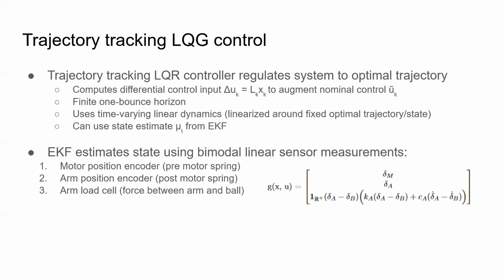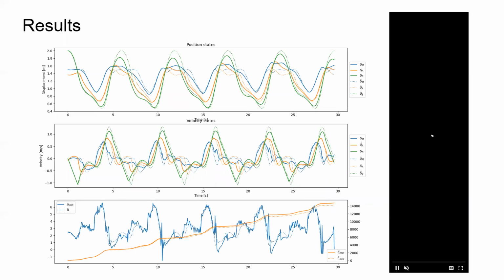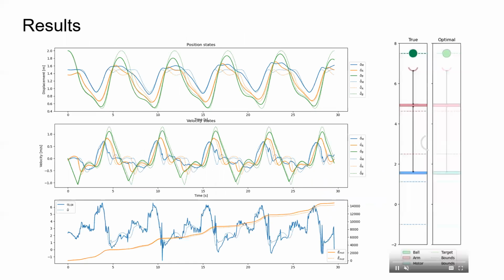Here's the full system in action, tracking the optimal trajectory on the right and depicted on the plots as dotted lines. We observe that the trajectories are relatively well tracked. However, we've noticed that the bounce height error and extra energy consumption suffer greatly by using the EKF state estimate rather than ground truth to compute the trajectory tracking feedback control.